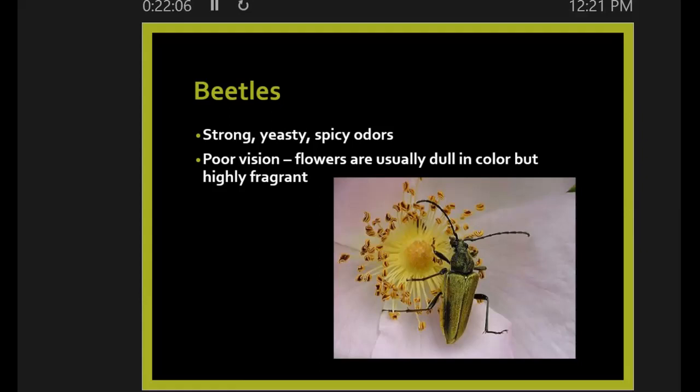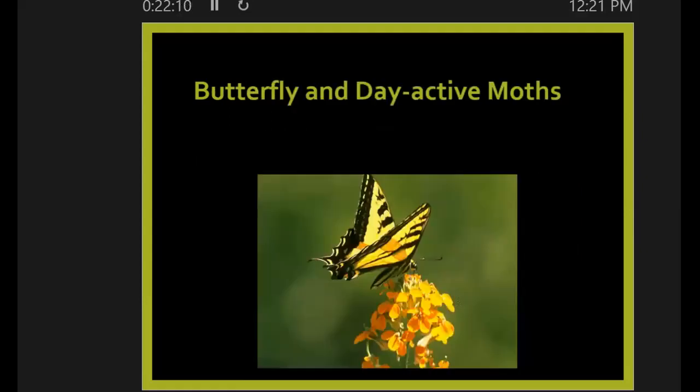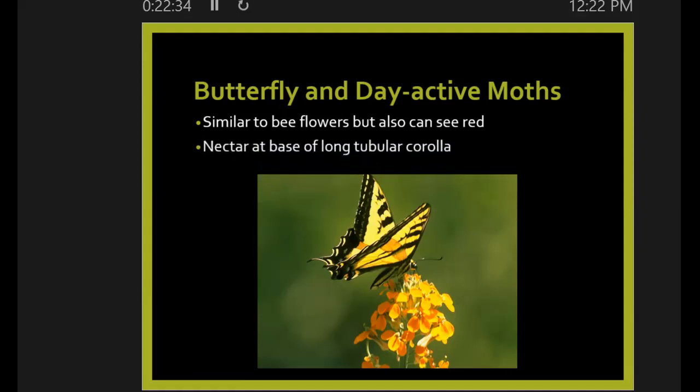And of course, the beetle can hone in on that and follow that scent until they reach the flower. And then butterflies. If you think about butterflies, they usually include into this group the day-active moths, not the nocturnal ones. So they see along the same visual acuity, except they can also perceive red, how we perceive red. And so they can be attracted to red flowers.